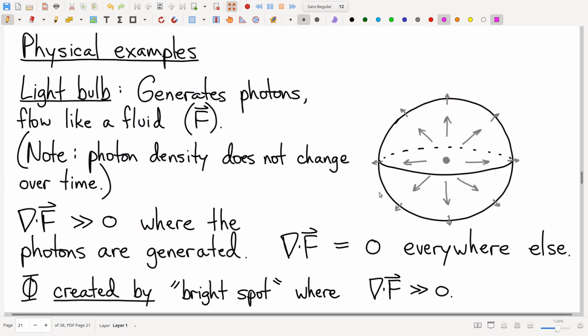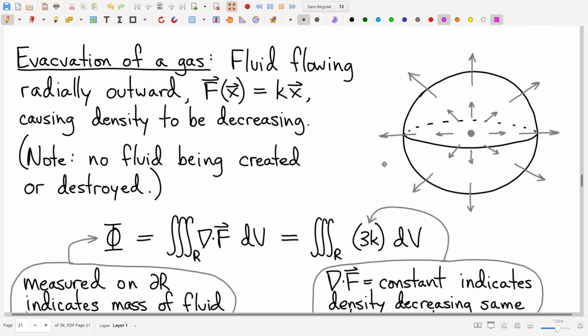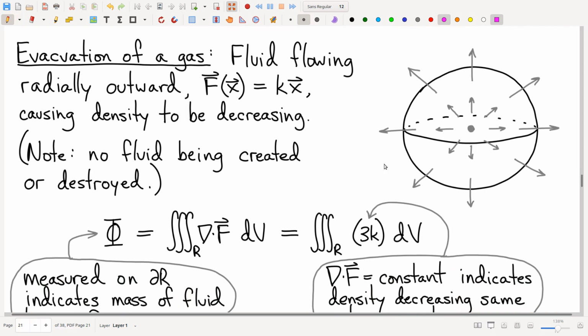Okay. Next example. Now this one is a very different kind of a fluid. I'm going to suppose that I have some sort of a gas. It doesn't matter. It could be air. Why not air? Let's do air.